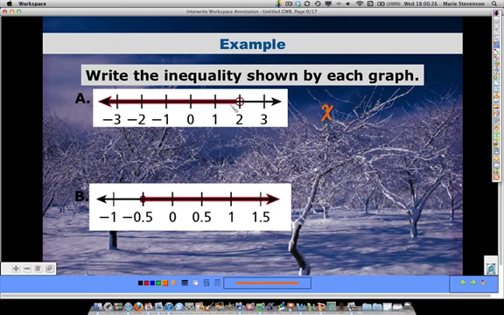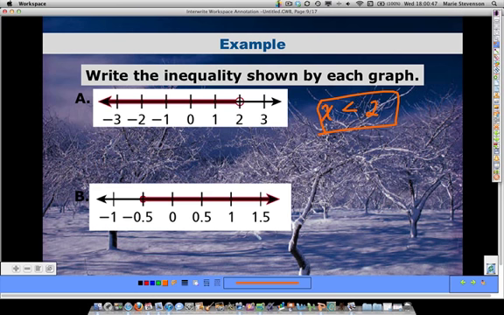Now, does everybody see it goes to the left? So these are all the numbers smaller than 2. So I know it's going to be a less than. Since this is an open circle, that means I cannot use that number 2. So there's no equal sign. And since the endpoint is on 2, I write 2. So that's it. So this is the graph for x less than 2.